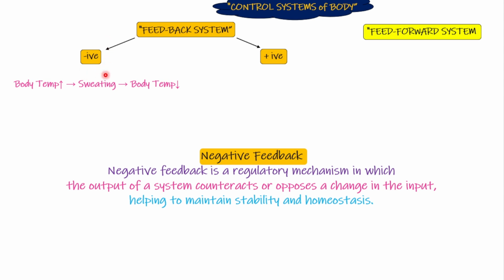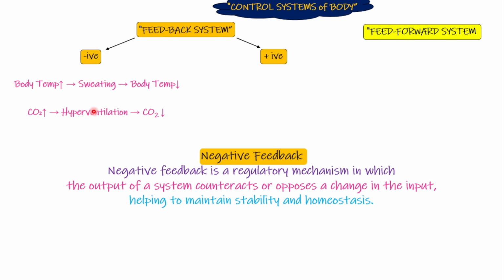The other example is when there is increase in carbon dioxide in the body, there is hyperventilation, there is increase in rate and depth of respiration, which results in exhaling of carbon dioxide from the body. So the stimulus was increase in carbon dioxide. What did the body do? The body maintained the balance by decreasing the carbon dioxide level by hyperventilation. The lungs exhale the carbon dioxide out of the body. So this is a negative feedback system.